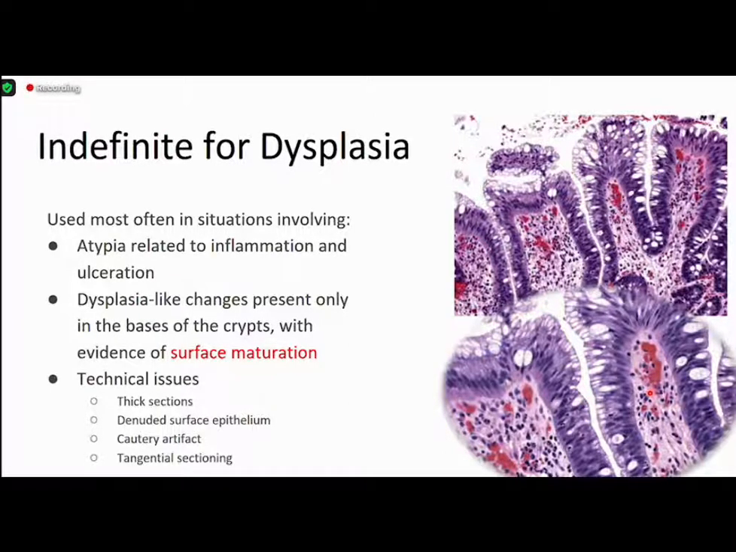Certain other scenarios in which indefinite for dysplasia can be used are if there are thick sections, if there is denudation of the surface epithelium, if there is cautery artifact, and tangential sectioning.